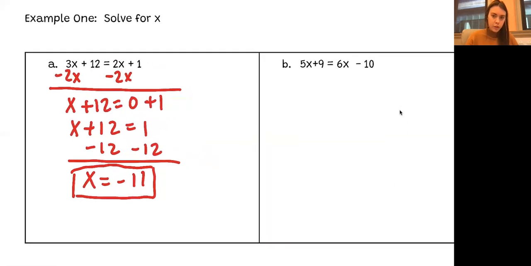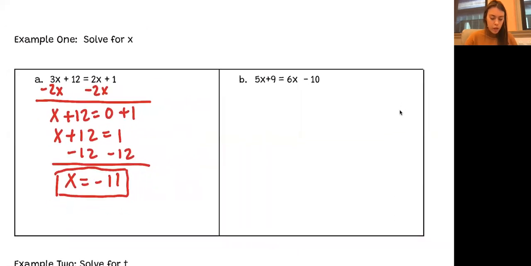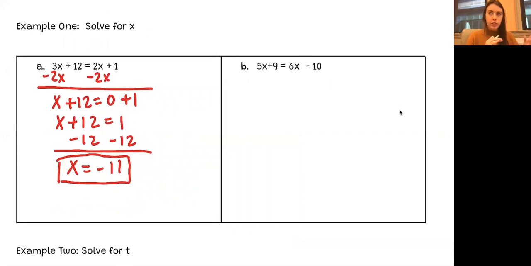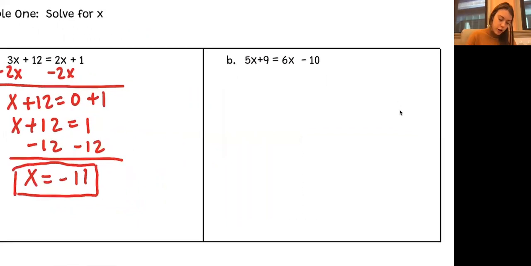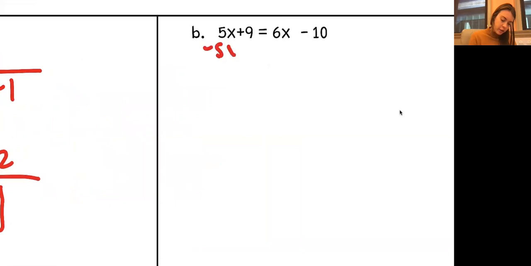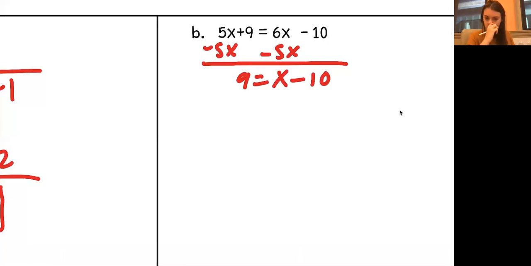Okay, so next one. So think about real quick before I tell you, which is it easier to move 5x to the right side or is it easier to move 6x to the left side? So think about that. So I personally think it's easier to move 5x to the right side. So I'm going to subtract 5x on both sides. And again, the reason it's easier is because that leaves me with a positive x. And we love positive x's. I know you guys don't like negative numbers.